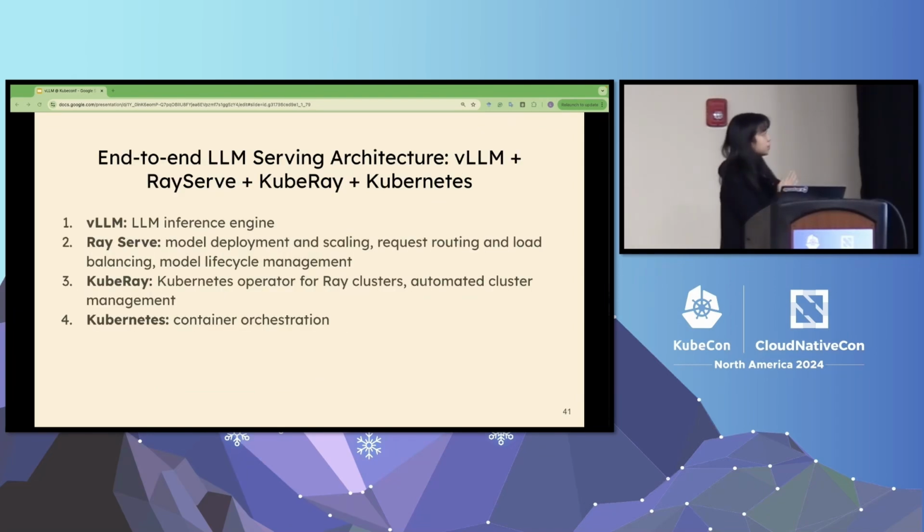Okay, so with vLLM, Ray Serve, and Kubernetes, what will the end-to-end LLM serving architecture look like? First, you will use vLLM as an inference engine. Second, you will use Ray Serve, and Ray Serve will call vLLM. Ray Serve will handle the model deployment, scaling, request routing, load balancing, and fault tolerance. On top of that, you will use KubeRay to bridge the gap between Ray Serve and Kubernetes. And lastly, you will use Kubernetes to do the container orchestration. Those 4 layers together form an end-to-end architecture for LLM serving.